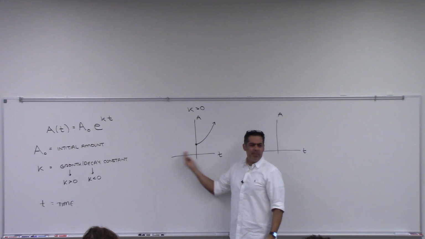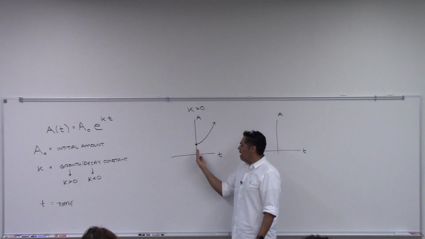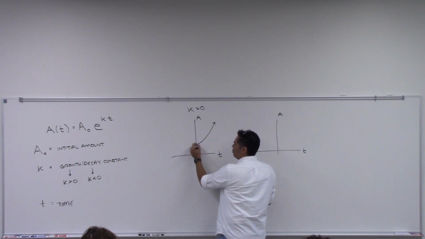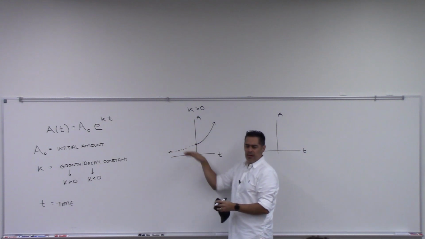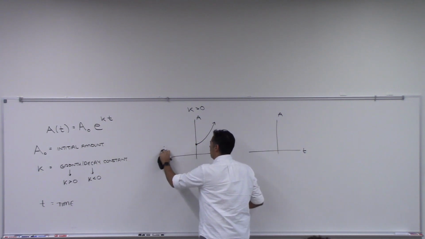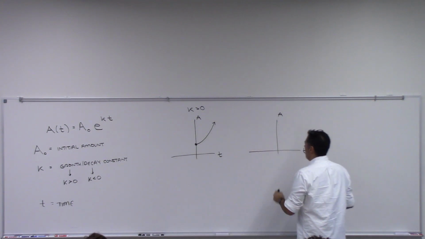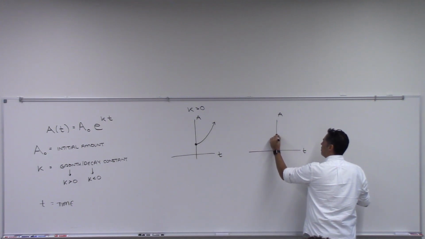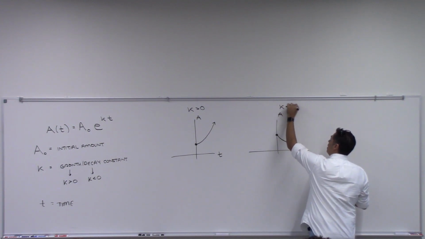So time can't be negative. Normally, we don't refer to time as negative. So our graph will be exponential. A true exponential growth graph would go this way, wouldn't it? Like that. But because time isn't going to be negative, we're only going to look to the right of this point and growth like that. Or if we have decay, it's going to go the other way. It's going to go like that and decay away like that. That's what happens if k is less than 0.